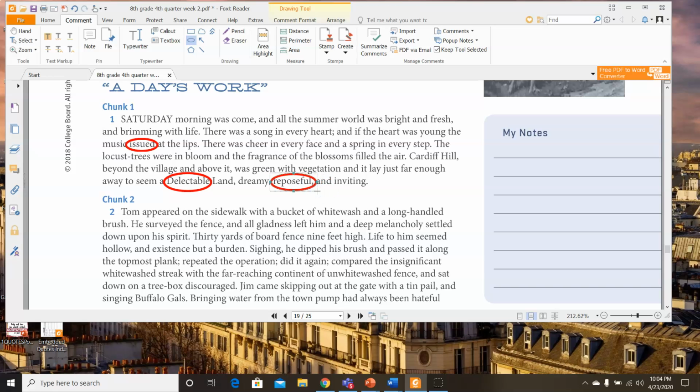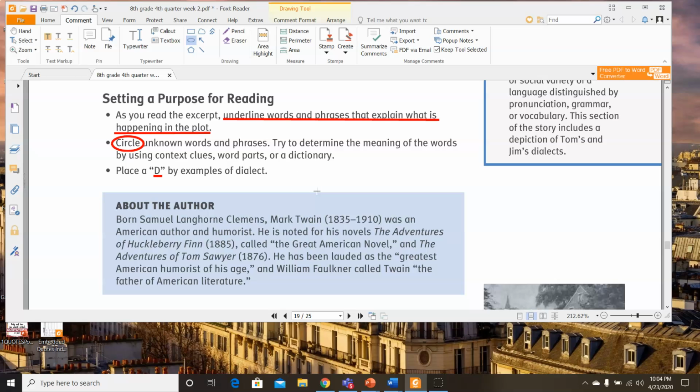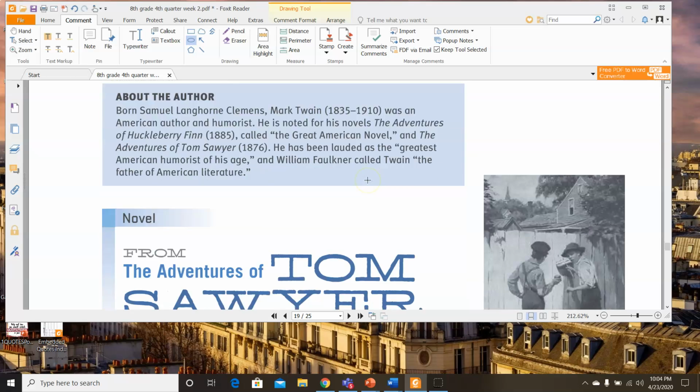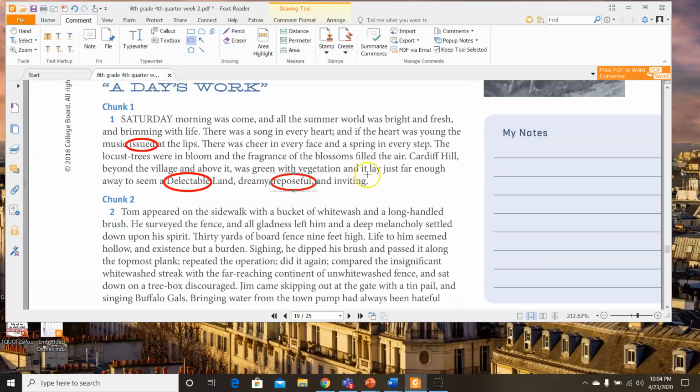So along with those things, we're also supposed to be looking for words and phrases that explain what is happening in the prompt. So here we're kind of getting a setting. There are kids, they're walking along, and everything is beautiful and pretty. But they're not really giving us anything that is happening, any events. It's kind of just giving us a little bit of exposition to describe the setting.